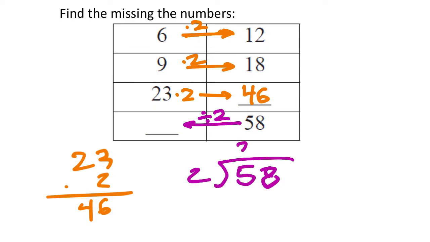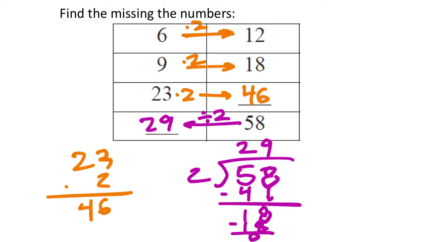2 goes into 5 2 times. 2 times 2 is 4. Subtract that out. That leaves us with 1, and let's drop the 8 and make that 18. 2 will go into 18 9 times. 2 times 9 is 18, so that shows us that we have nothing remaining there, which is good. We kind of expected it. So yeah, the answer for that box is 29.